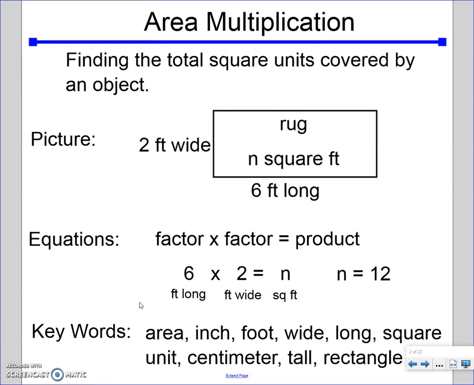Some key words that let us know a problem is an area multiplication problem are, of course, the word area, some kind of length like inch or foot or centimeter, the words long and wide, because we know length and width are what you multiply to find area, square unit, and some kind of rectangular object.